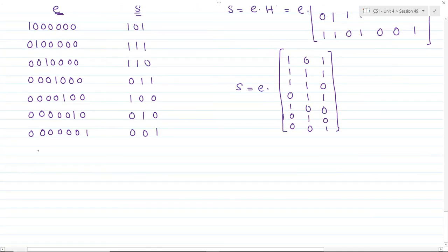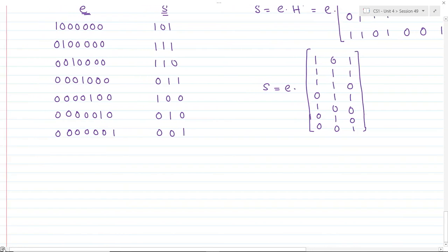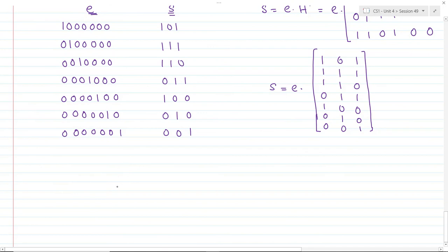So once we have prepared the code and the decoding table, we are now ready to decode for any given received vector. So we have to take some example for the received vector. Let's take the received vector R as 1 1 0 1 1 0 1.